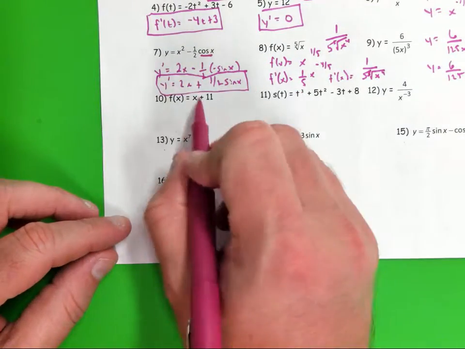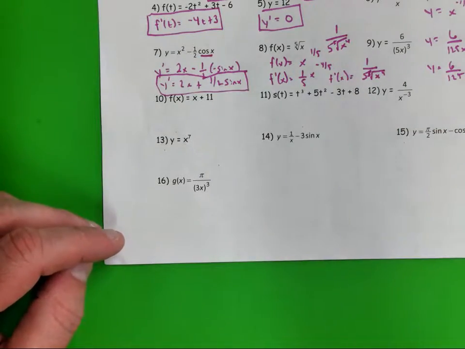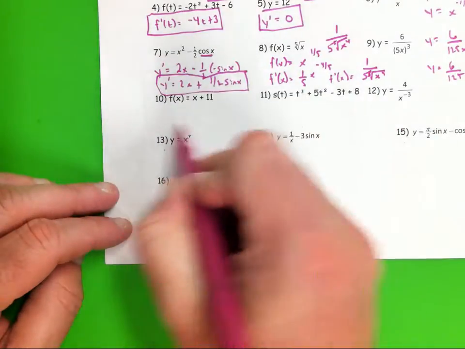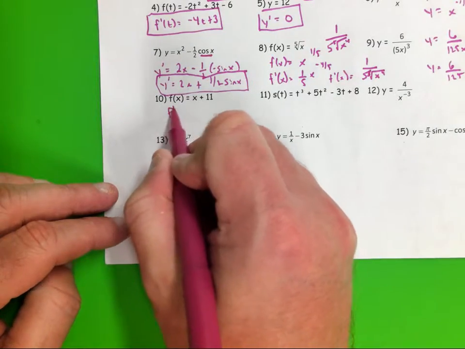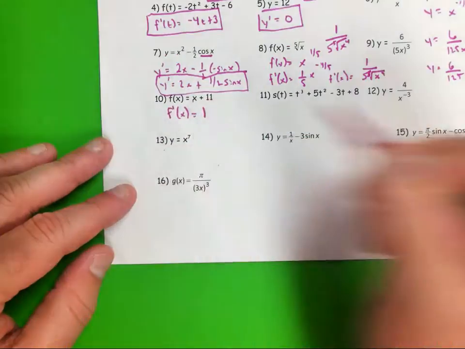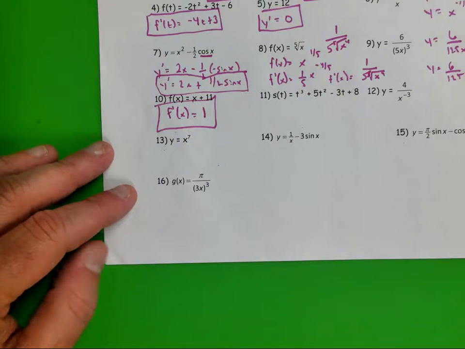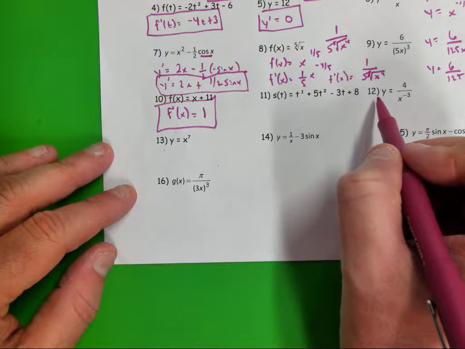Alright, number 10, there's no variable in the denominator and there's no radical, so I do not need to rewrite this. I'm just going to go f prime of x. The derivative of x is 1, and that's it. That's a constant. That would be 0, so that's done. That's your derivative.